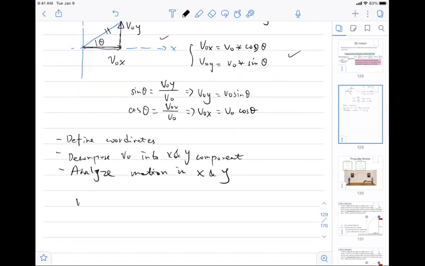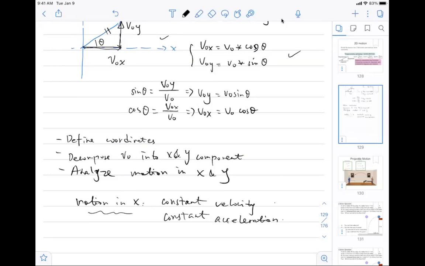So let's look at the motion in the x direction. What kind of motion is it in the x direction? Is it constant velocity or constant acceleration? Because those are the only two types of motion we have talked about, and we will do in this class. So the motion in x, is it constant velocity or constant acceleration? Constant velocity, very good, because there is nothing slowing it down or speeding it up in the x direction, right? Your acceleration is only in the y.